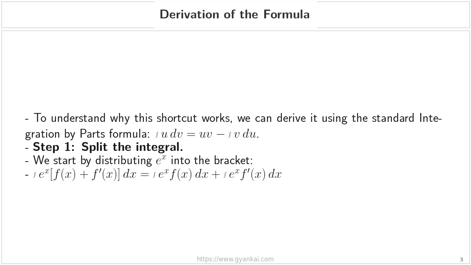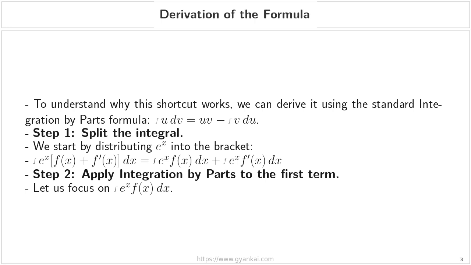Step 1, split the integral. We have the integral of e to the x times the quantity f of x plus f prime of x with respect to dx. We'll start by distributing the e to the x across the bracket. This gives us the integral of e to the x times f of x, plus the integral of e to the x times f prime of x, both with respect to dx. Essentially, we've just broken down one integral into two simpler ones.